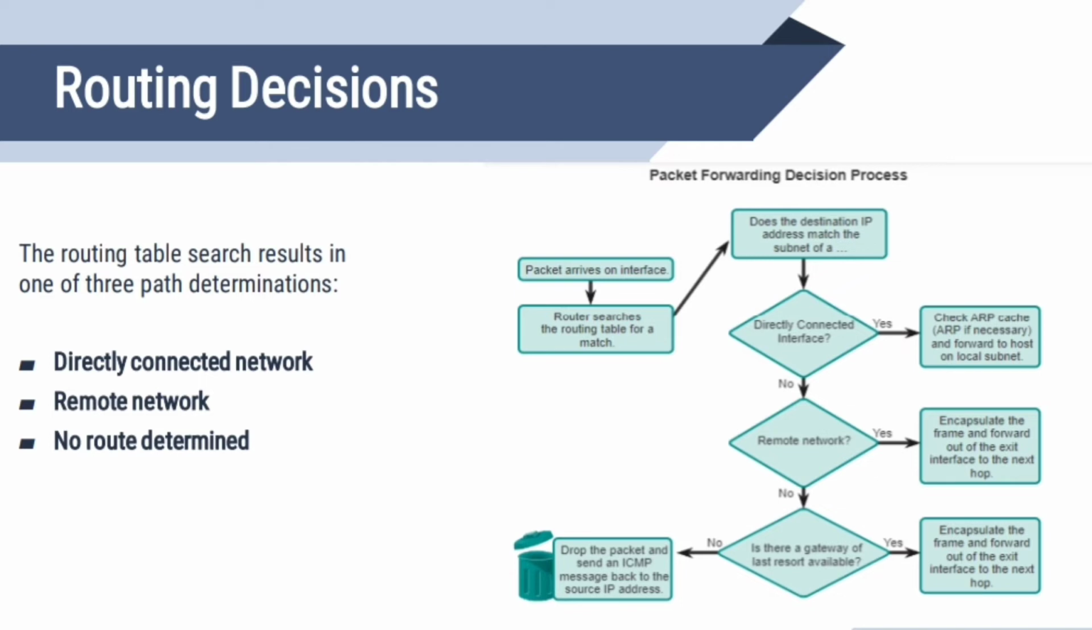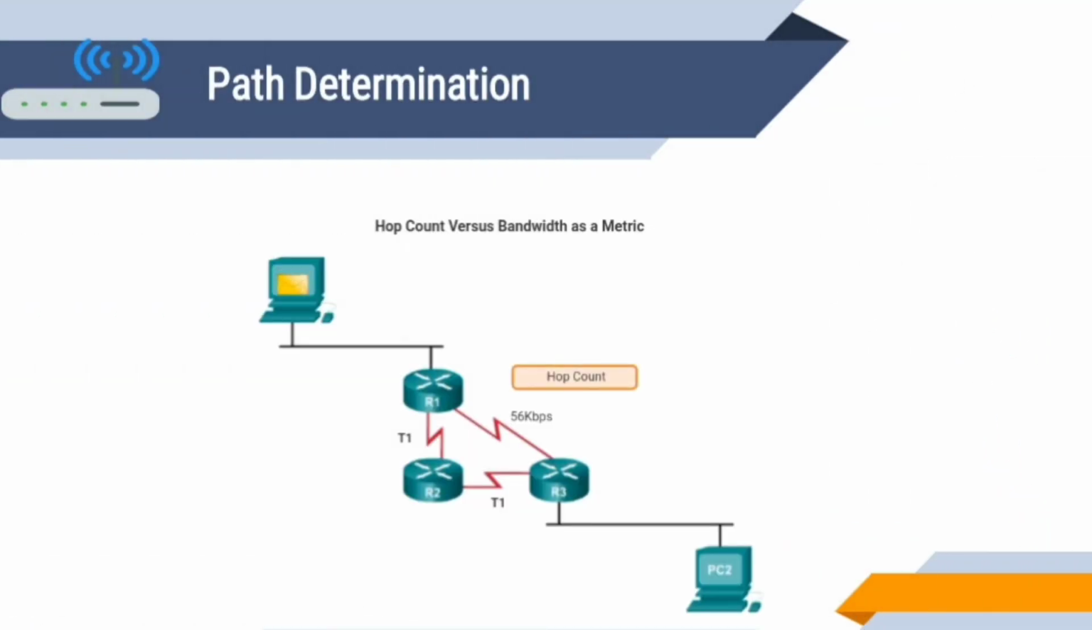The logic flowchart in the figure illustrates the router packet forwarding decision process. Next up, path determination. Determining the best path involves the evaluation of multiple paths to the same network destination and selecting the optimum or shortest path to reach that network.